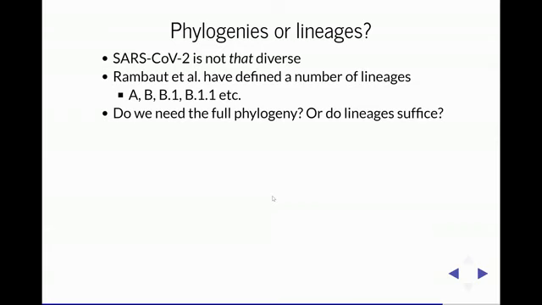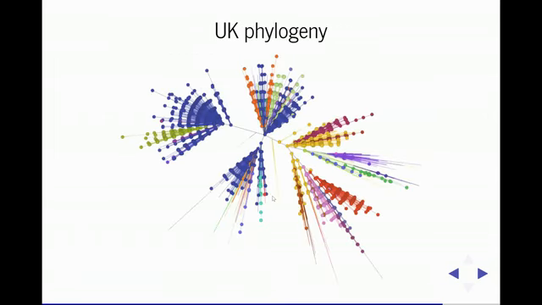So Andrew Rambaut et al. have developed a naming scheme for lineages, A, B, B.1, B.11, etc., that are hierarchically structured. And perhaps we can just plug those into our models as a quick way to retrofit them and try to bring in some evolution into our transmission models.